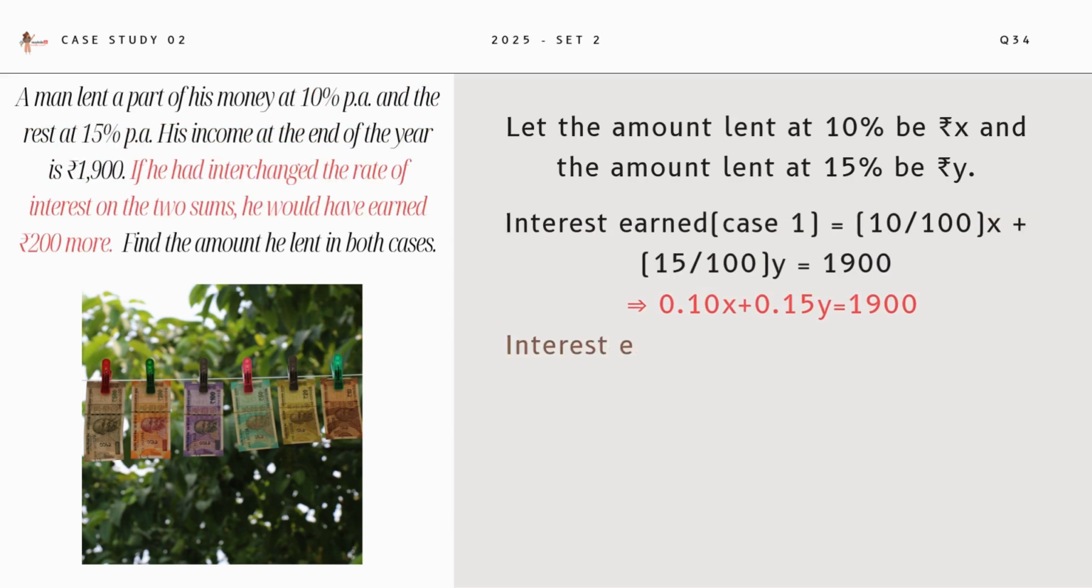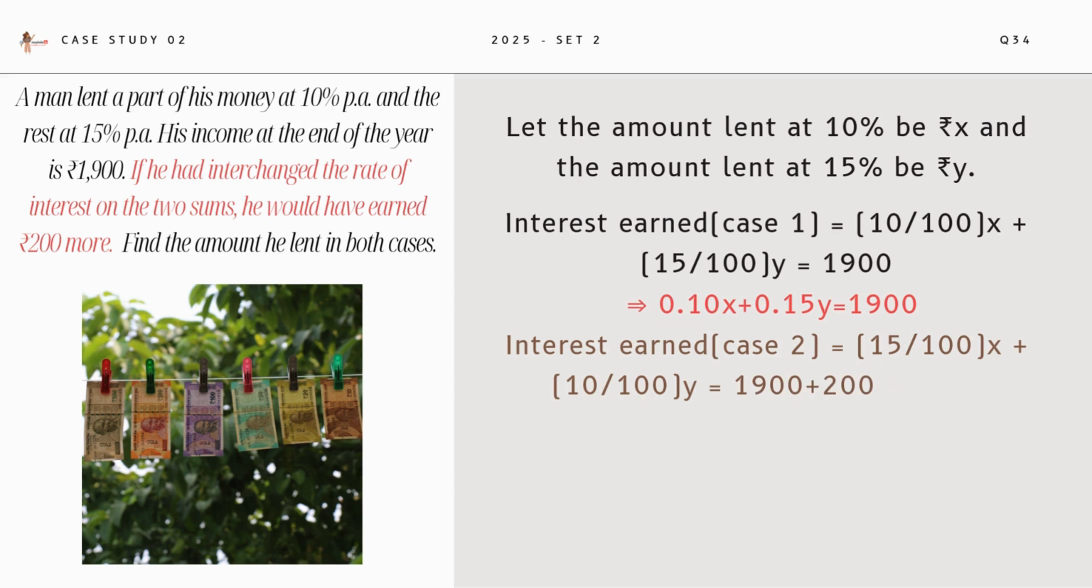Now in case 2, interest earned would be 15 by 100x plus 10 by 100y because the rate of interest has been interchanged. Now he is earning rupees 200 more, so the total amount earned would be rupees 2100. So the equation becomes 0.15x plus 0.10y equal to 2100.